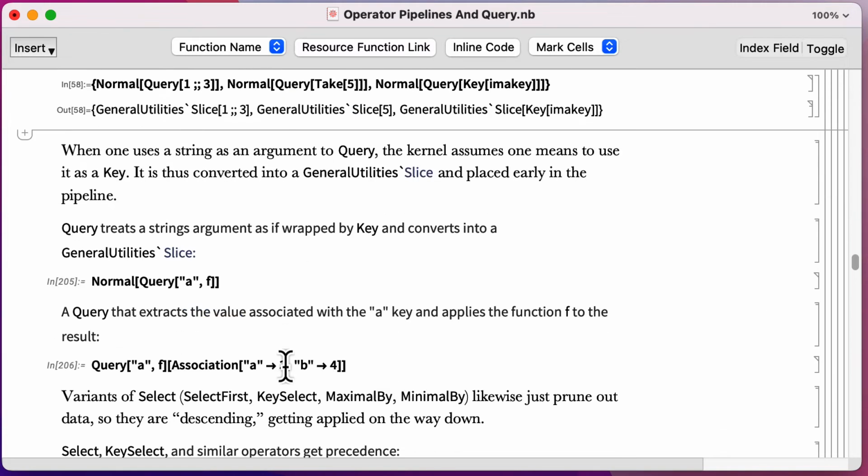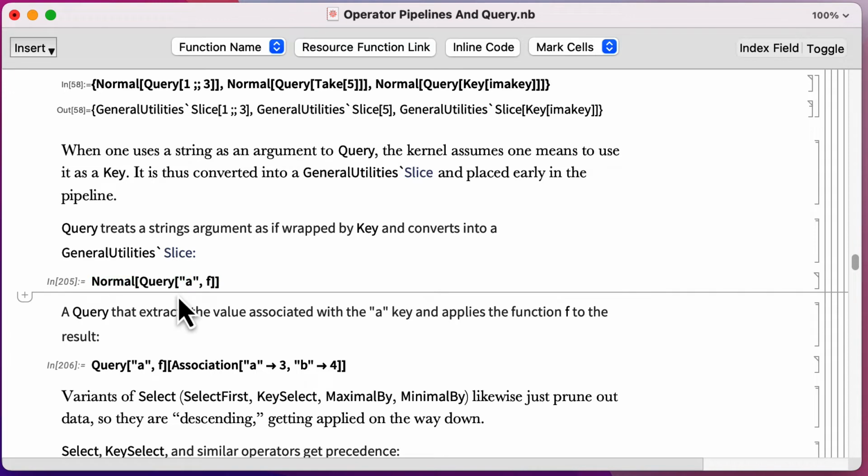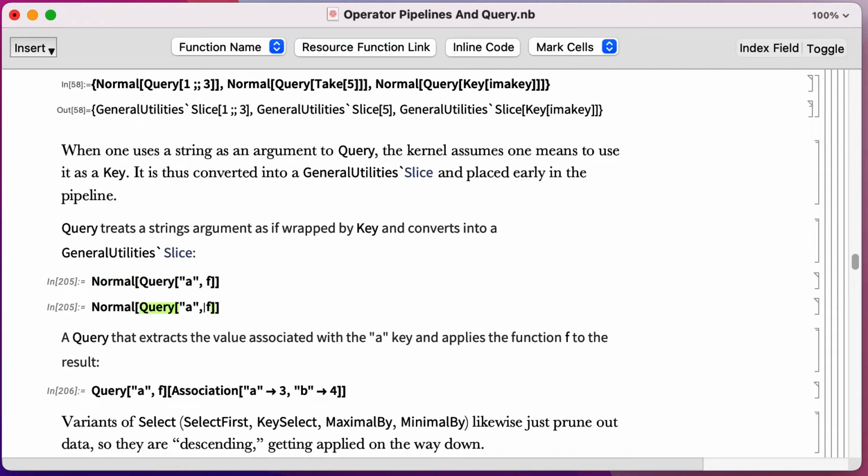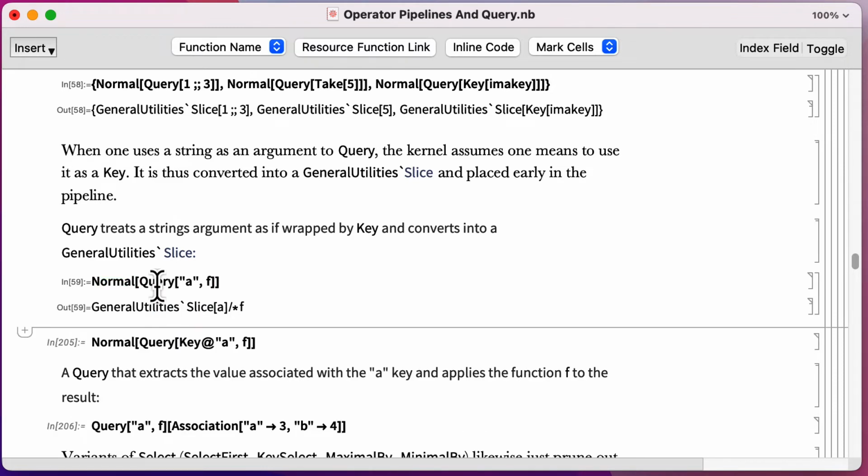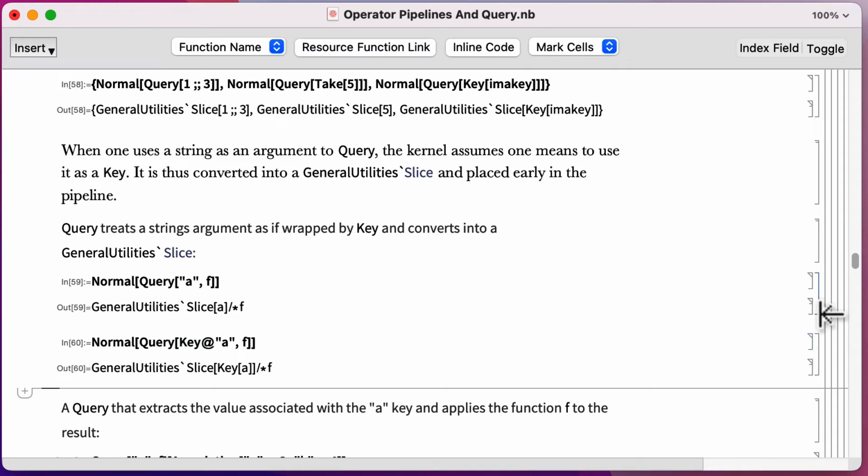What else should you know about slices? When you see a string as an argument to a query, the kernel thinks what you mean is query key A, and then it's going to say that's a slice, and it's going to come in ahead of time. So, see, slice, slice.